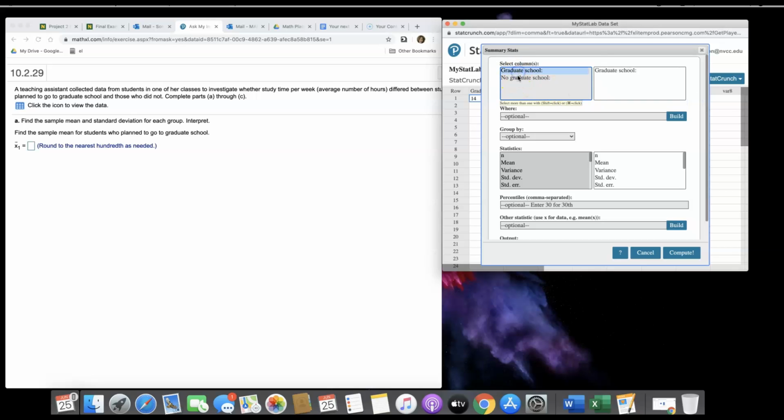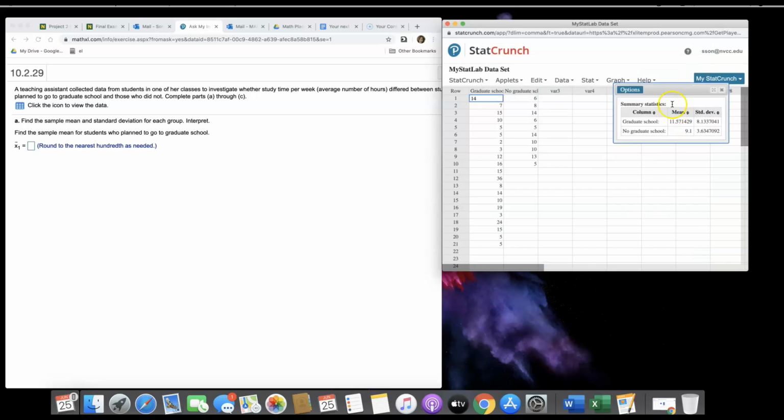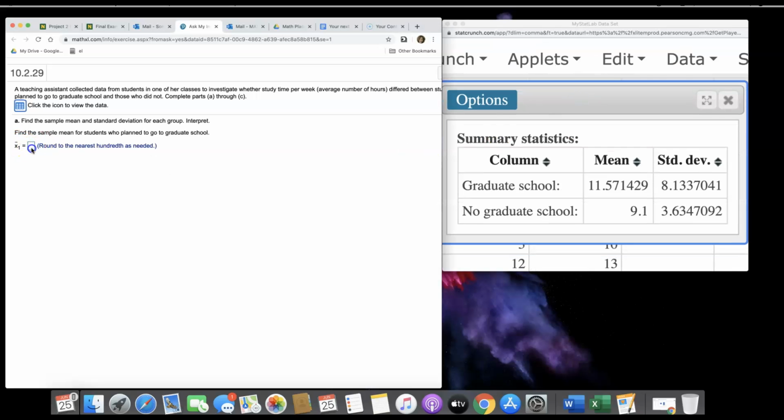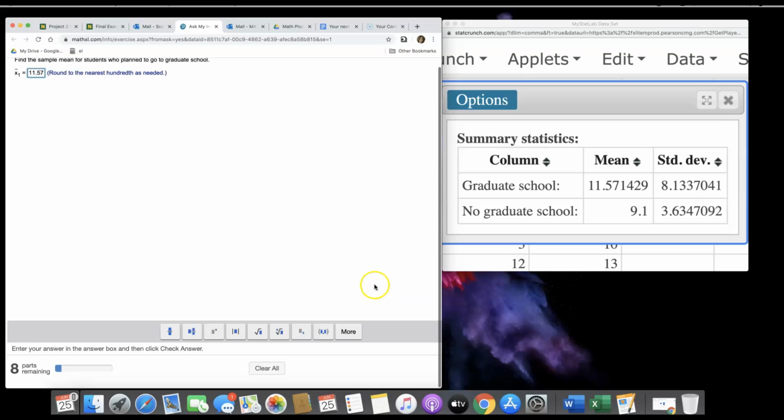And then just click on both graduate school and no graduate school. Okay, I'm going to go ahead and click on mean and standard deviation by holding down my command button or control key if you want to select more than one thing, and compute them. Now here we go, we found it. The mean is going to be 11.57157 for the first group, the graduate school group.